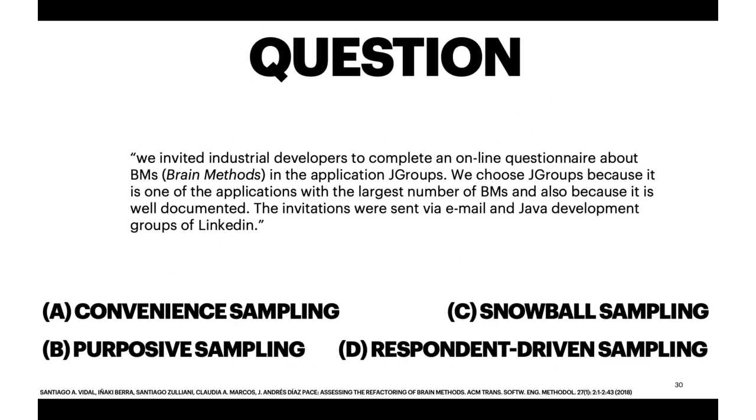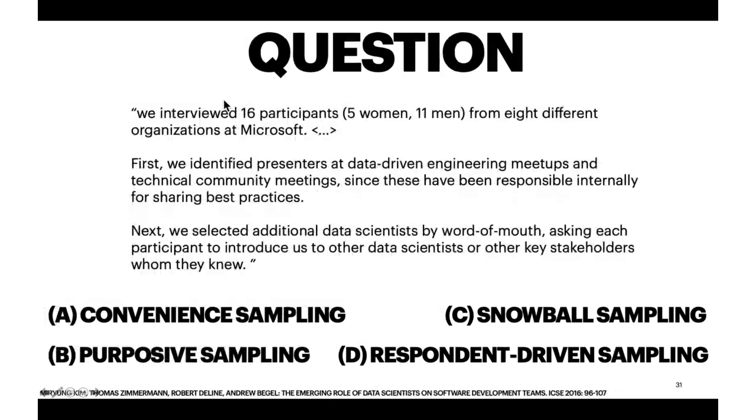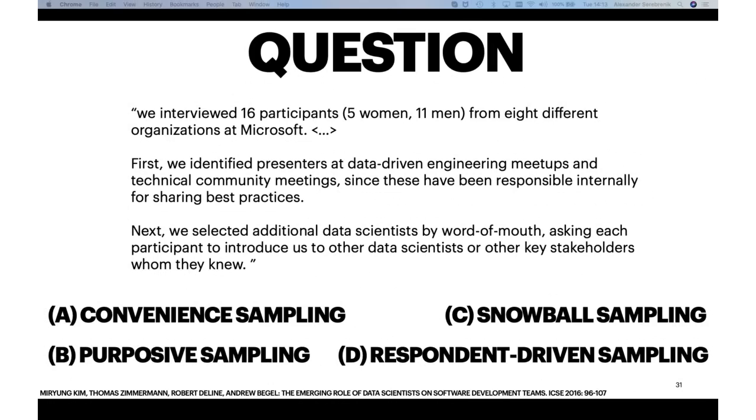Okay, next question. And this time again for answer options: A, convenience sampling; B, purposive sampling; C, snowball sampling; and D, respondent driven.